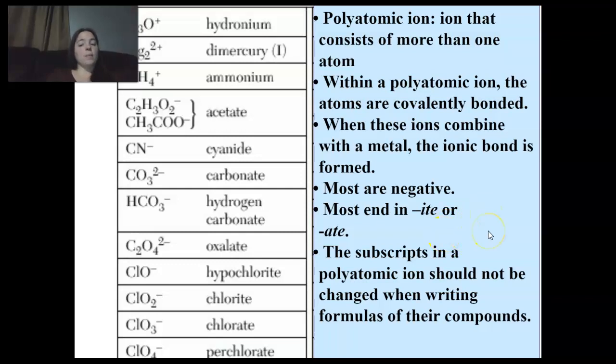The subscript in the polyatomic ion should not be changed when writing formula compounds. So in this case, like you've got CO3, do not mess with that 3. You got to leave it alone. It's part of that polyatomic ion. Put parentheses around it so you know that it's all combined into one thing.